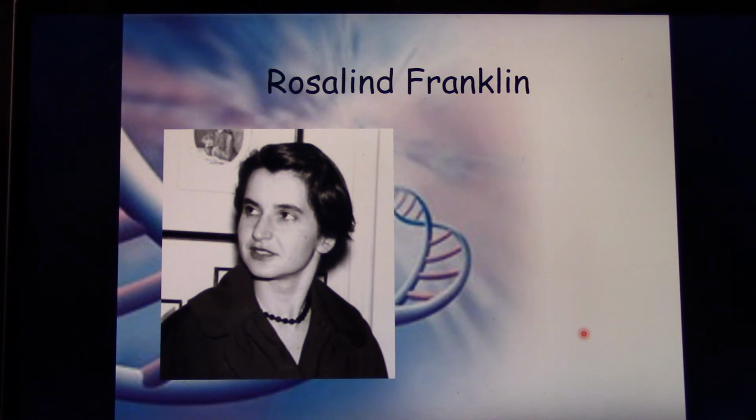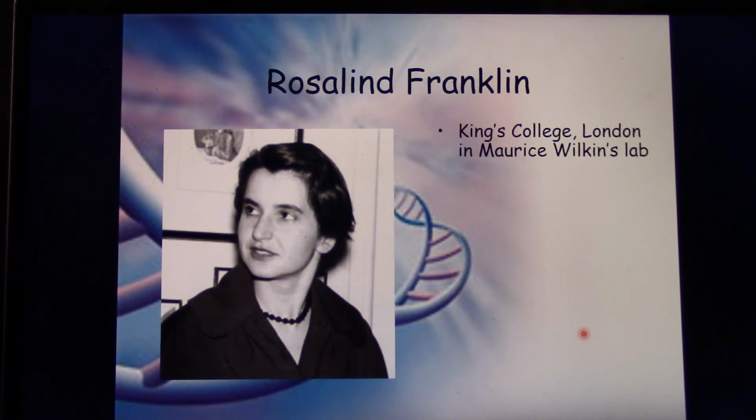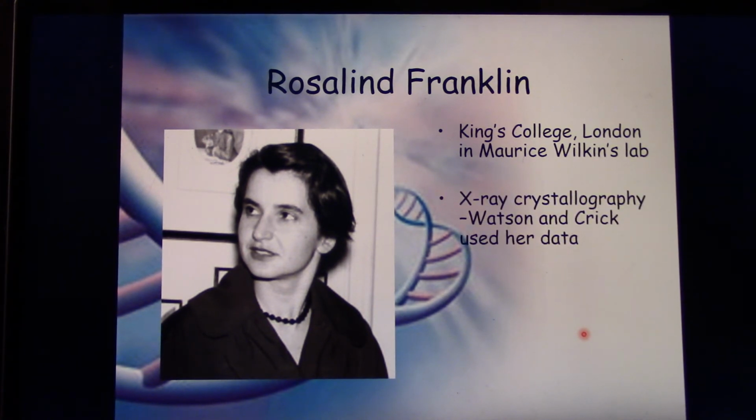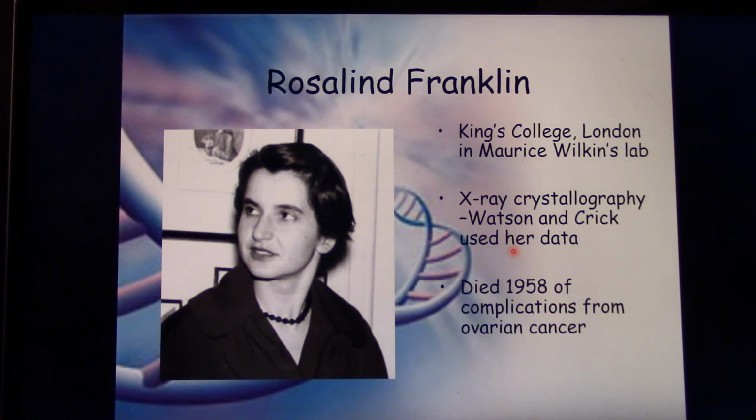Now, also what was interesting to Watson and Crick was Rosalind Franklin's data. And here's Rosalind here. She was at King's College in London in a lab of Maurice Wilkins. And she was an X-ray crystallographer. Watson and Crick used her data. She did not know that they looked at her data. Wilkins gave them permission to look at her data. She was not present at the time, which is a bit shady. But, she was a woman, so. Anyway, don't get me started on that.